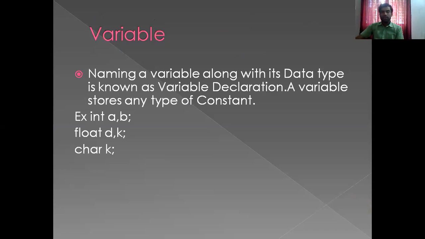Now what is a variable? You can say that a variable is a temporary location where we store a value. Naming a variable along with data type is known as variable declaration. A variable stores any type of constant. Some examples are shown out here: integer a comma b, float d comma k, character k.